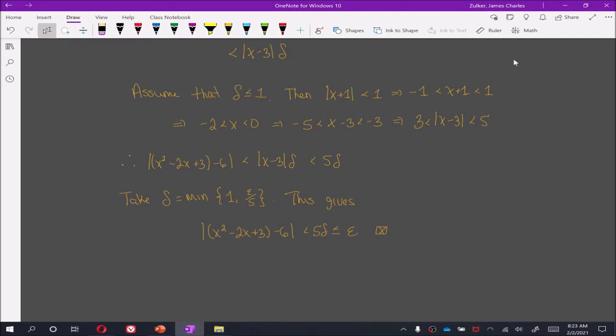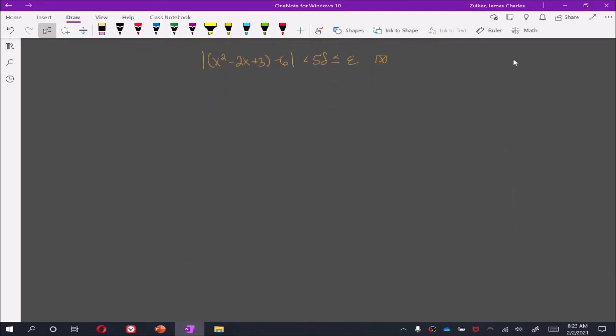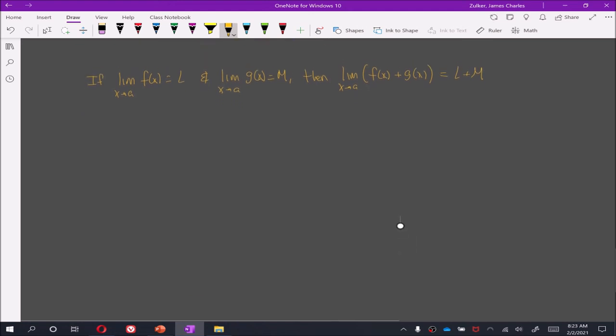Now recall from a previous video that we said if the limit as x approaches a of f of x was equal to L, and the limit as x approaches a of g of x was equal to m, then the limit as x approaches a of f of x plus g of x was equal to L plus m. Right, this was known as the sum law for limits. We will now go ahead and prove this.